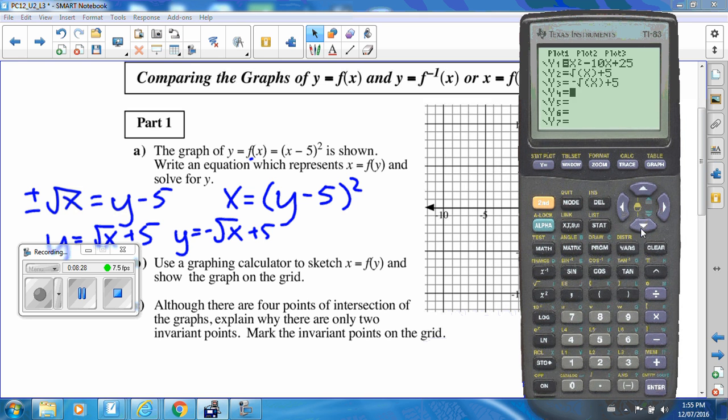But you could also go to here and under draw. So you go second program draw. Now down this list here, number 8 is draw inverse. You tell it what to draw the inverse of, which is vars, y vars, function y1. And there it'll draw it.